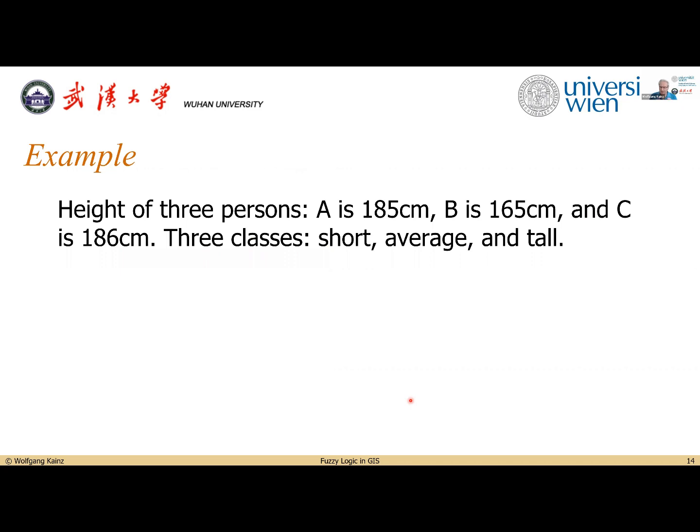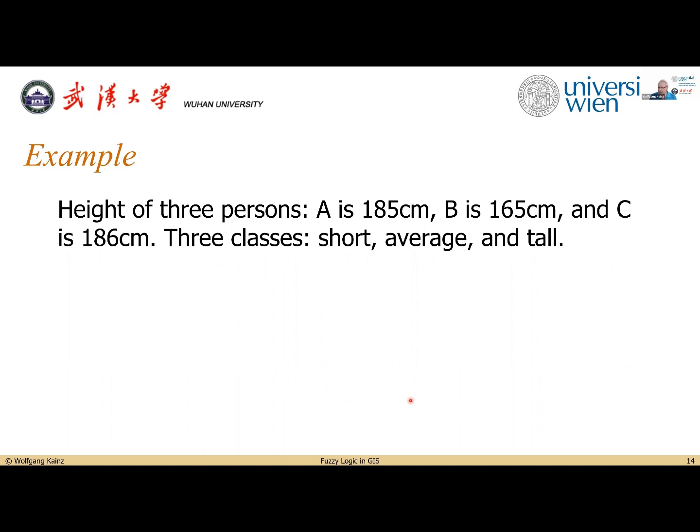Now, let's look at an example. In the introductory talk, I already used the concept of tall people. So we might have, let's say, the concept of height of a person or height of persons. And we define 3 classes: short, average, and tall. So short person, average height person, and tall persons. And how can we do that?